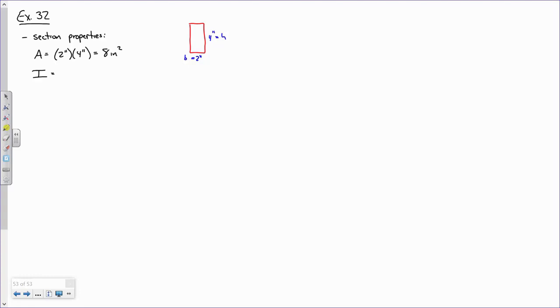So I propose that instead of using BH cubed over 12, we're going to use B cubed H over 12. We're going to use the width as the 4 inches and the height as the 2 inches. And you'll see we can follow this mathematically and see why this works. But just bear with me for a second.